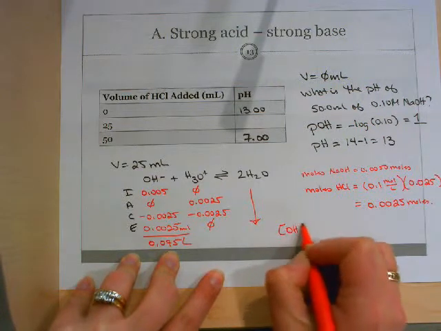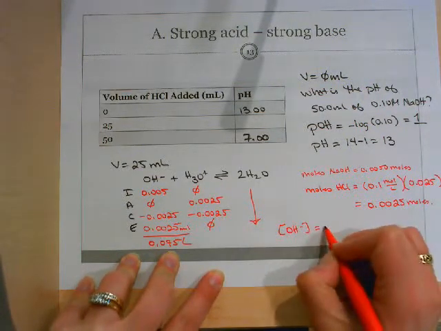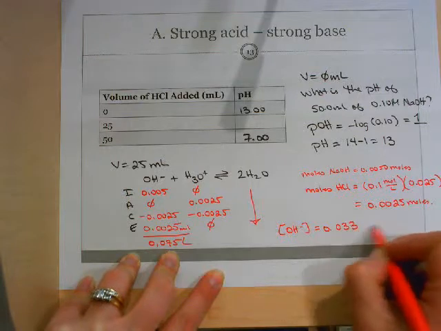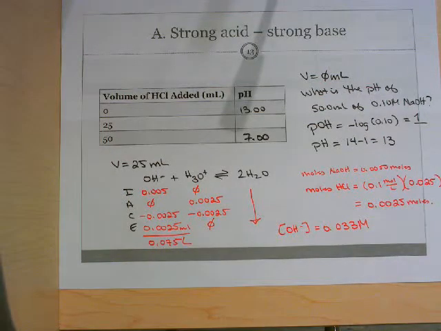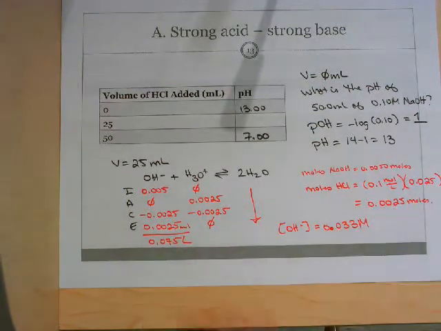Now I have the concentration of OH minus. What is that? 0.063 molar. Alright, now how do I find the pH? Oh, question first.